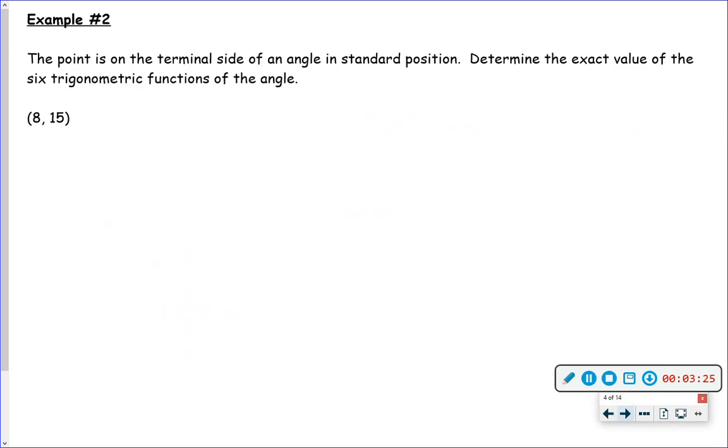Now, same type of problem. The point is on the terminal side of the angle in standard position. Determine the exact value of the 6 functions. And they give you the point 8, 15. So I'm not going to mark out 15. We can just estimate it.